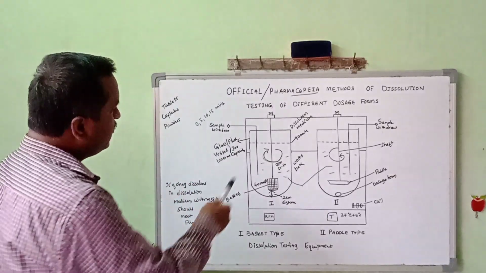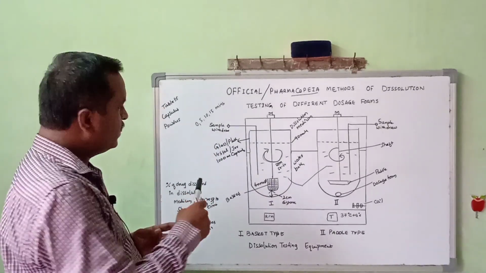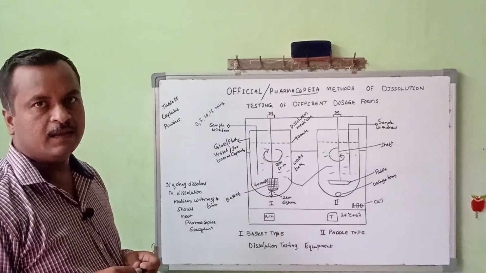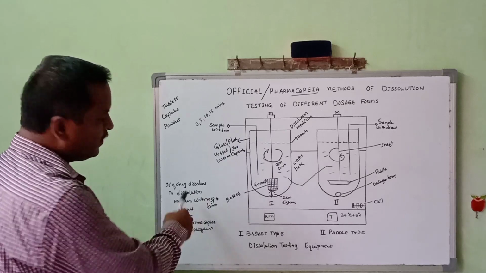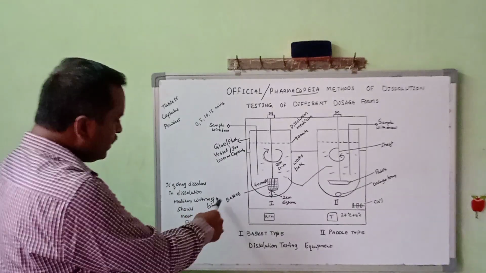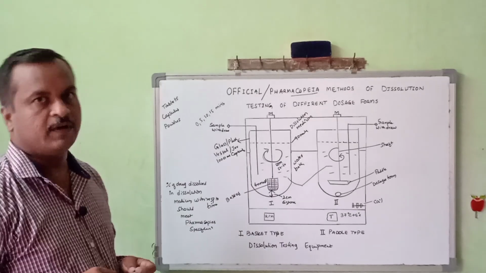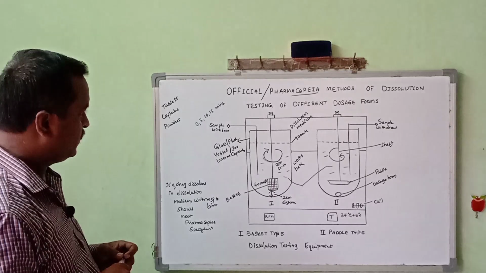At that time the sample is withdrawn, and this sample is further diluted with the dissolution medium, and it is analyzed by the titrimetric method or analytical method, and that will give the percentage of drug released in dissolution medium with respect to time. It should meet the specification specified in the pharmacopoeia, and only then will it be accepted for the particular type of dosage form.